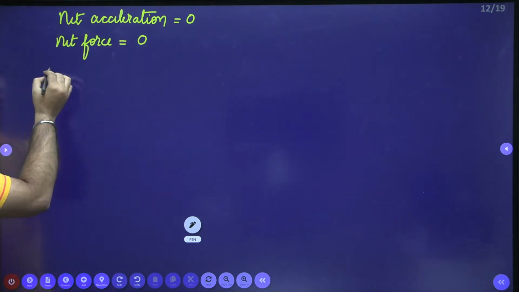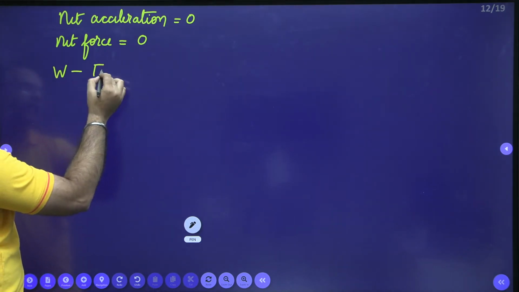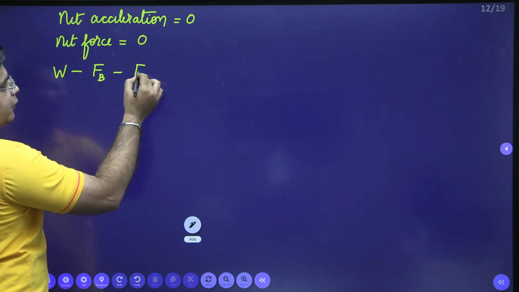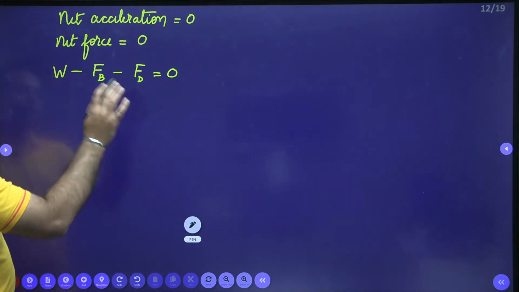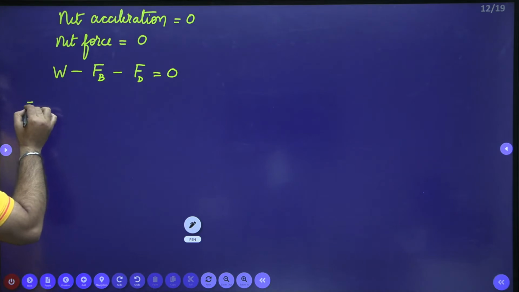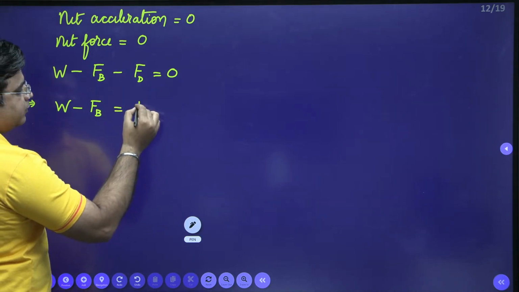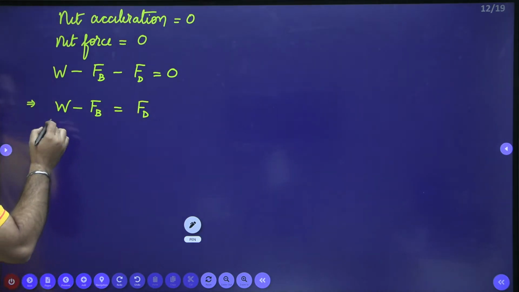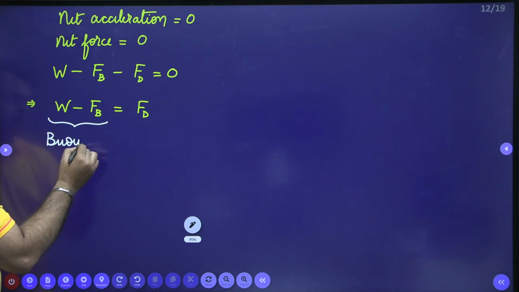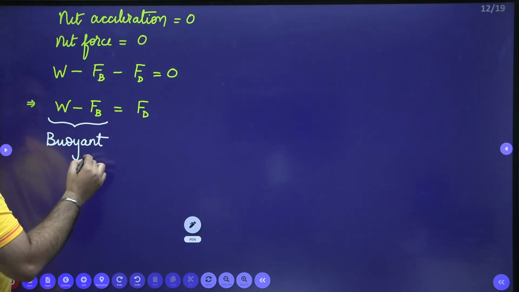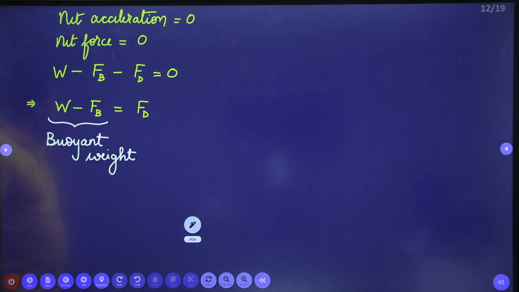So if net force is 0, I have self weight which is acting downward, minus the force of buoyancy which is acting upward, minus the drag force which is again acting upwards, and this should be equal to 0. Now you take Fd that side and you have W minus Fb is equal to Fd. This W minus Fb is known as buoyant weight.